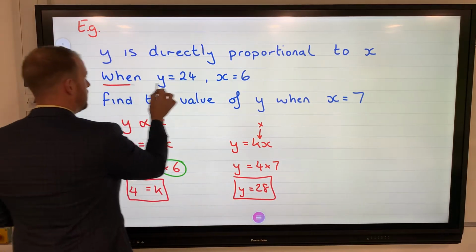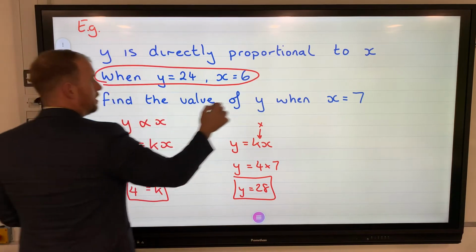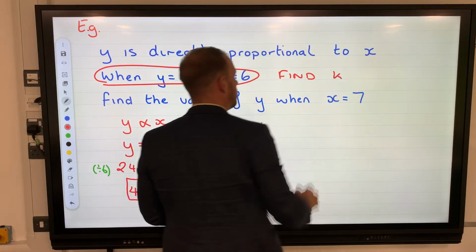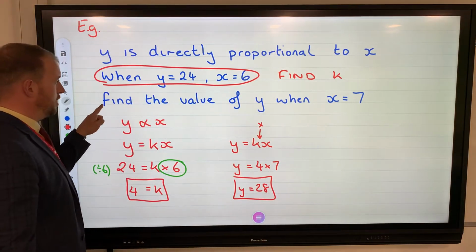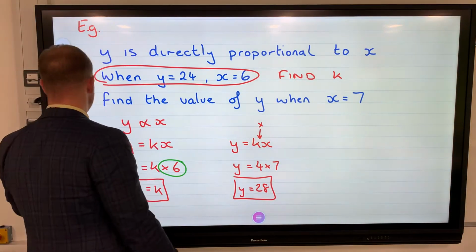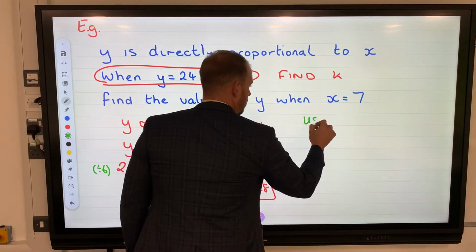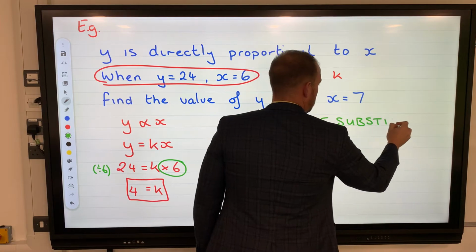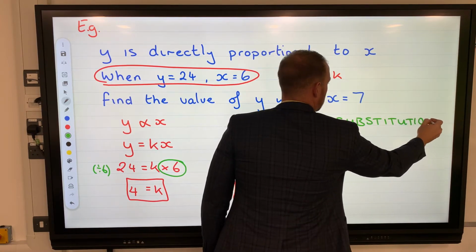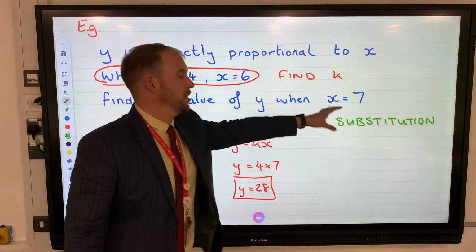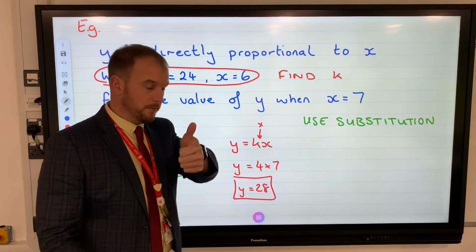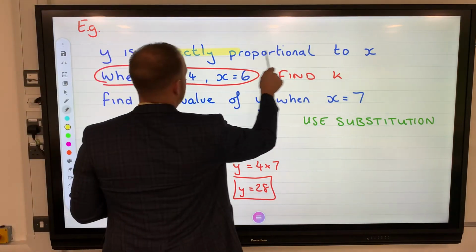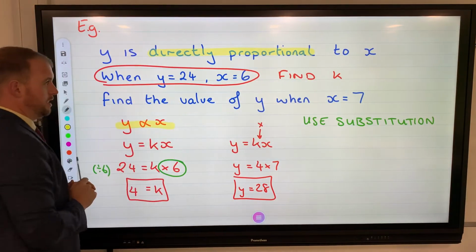So we use this part to find the constant, and then we use substitution to find the bottom bit. Okay, if you're unsure with substitution, have a look at a previous video. Hopefully that'll help you. So those keywords, directly proportional, is written like that.